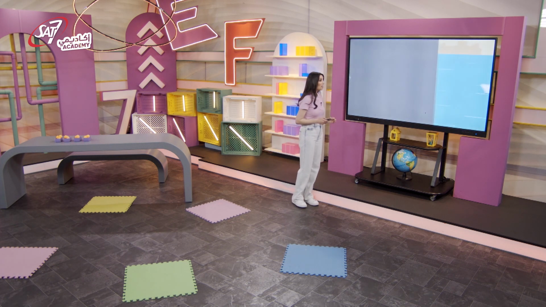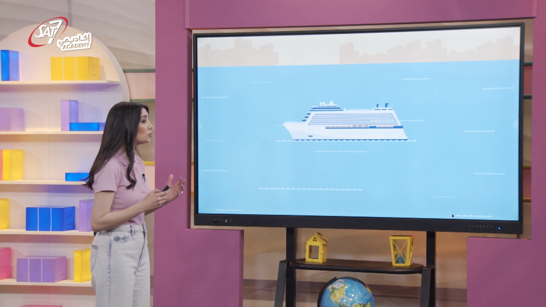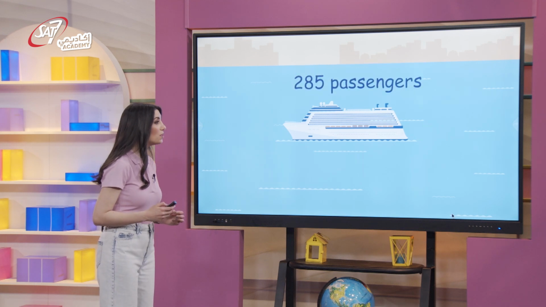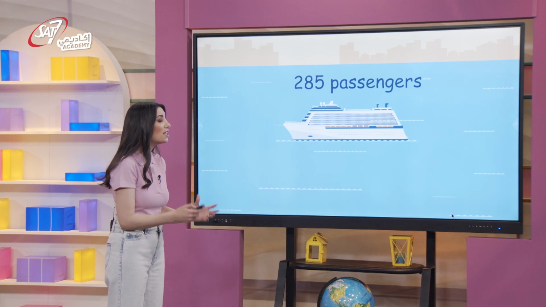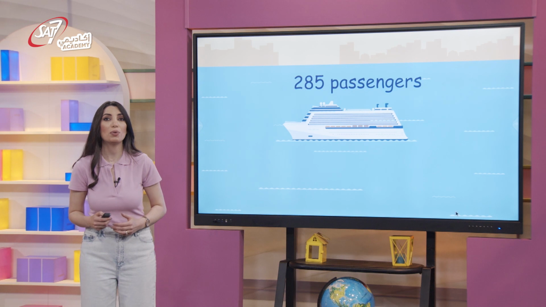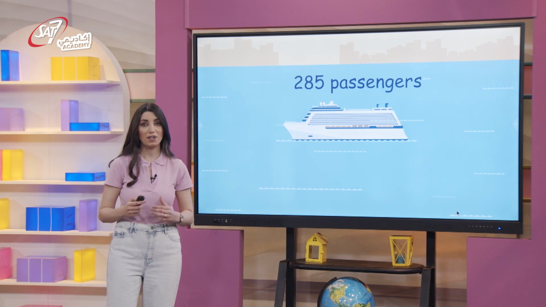There is a ship in the middle of the sea that is facing a very serious problem. It is sinking. There are 285 passengers on that ship, and the captain wants to send them in small boats safely to shore. Let's help the captain quickly decide on the number of small boats that should come for help.